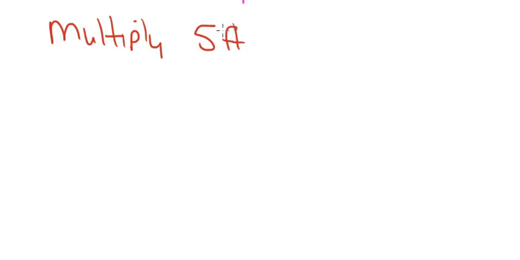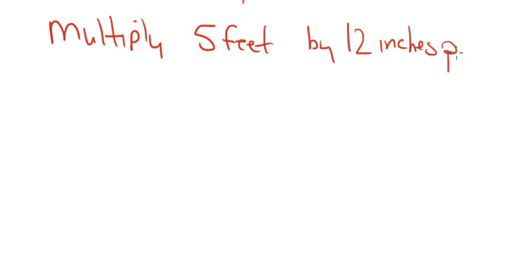Okay, so now we're going to do another one. And this one is going to be multiply. It wants us to multiply 5 feet. Oh, it doesn't abbreviate it. Hang on. I don't want to do it any other way. Multiply 5 feet by 12 inches per foot.